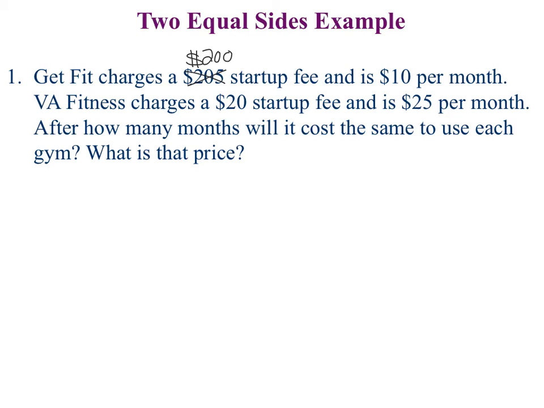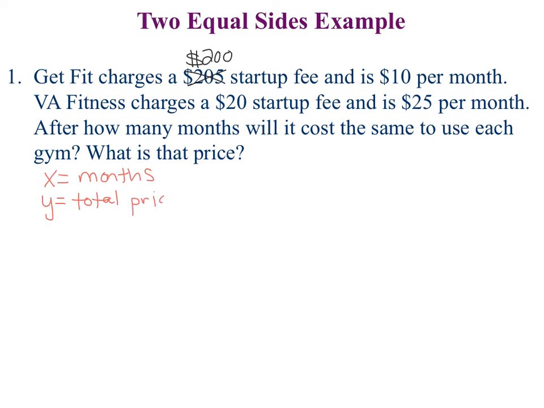So this says Get Fit charges $200 startup fee and is $10 per month. VA Fitness is a $20 startup fee and is $25 per month. After how many months will it cost the same to use each gym, and then what is that price? So we do have two different equations here, one for each gym, and we want to start with at least identifying what our variables are. The two questions are asking us for after how many months, so I'll let x be months, and then y would be that total price.